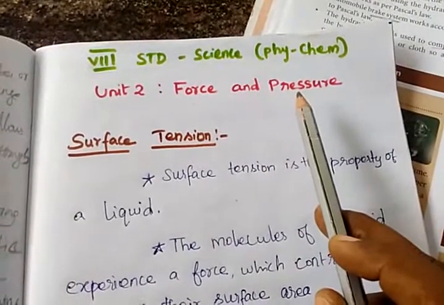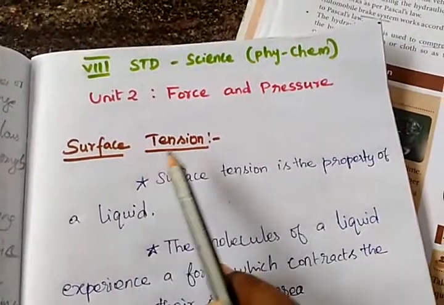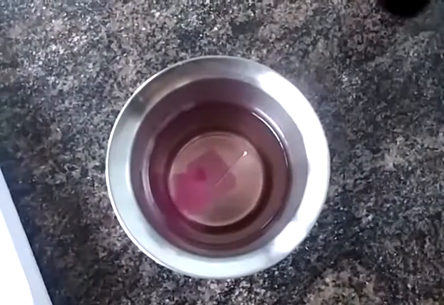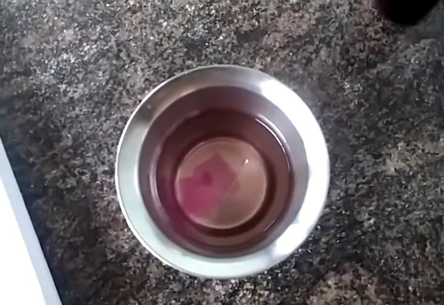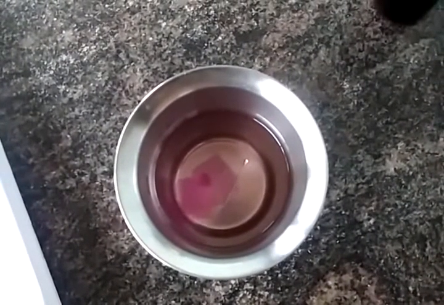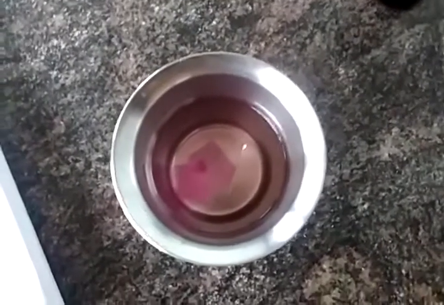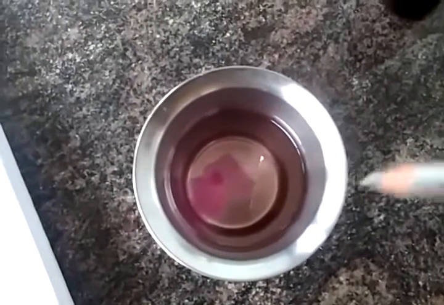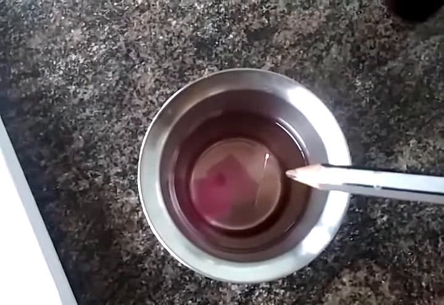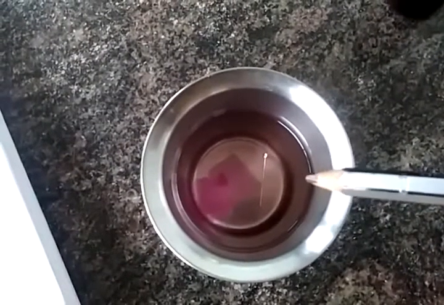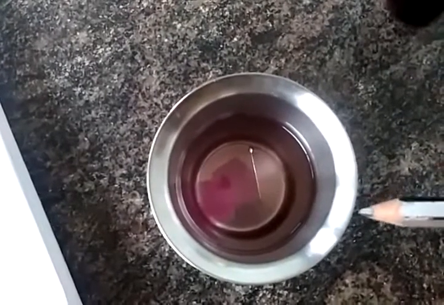Okay students, today we see the topic surface tension. Do an activity. Take some water in a glass and spread a tissue paper on the surface of the water. Then place the pin on the tissue paper. Observe what happens to the paper and what happens to the pin after some time.